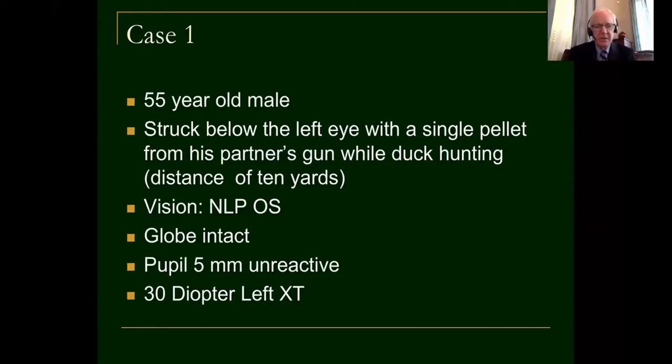Case number one is a 55-year-old male. He was struck below the left eye with a single pellet from his partner's gun while he was duck hunting, a distance of 10 yards. Immediately his vision went to no light perception. His globe was intact. He had a 5mm unreactive pupil. On our initial examination, he had a 30 diopter left exotropia.